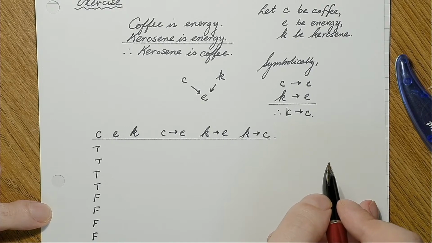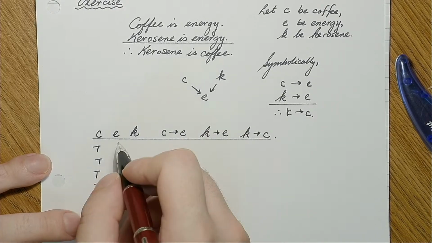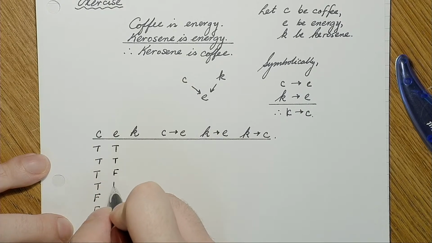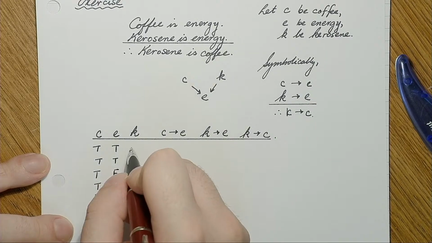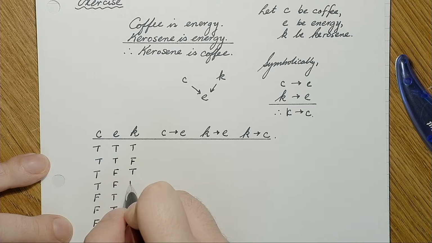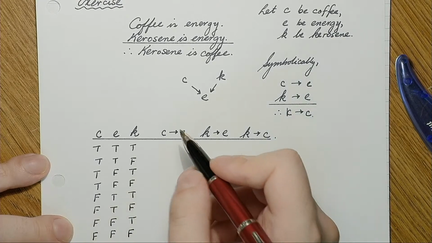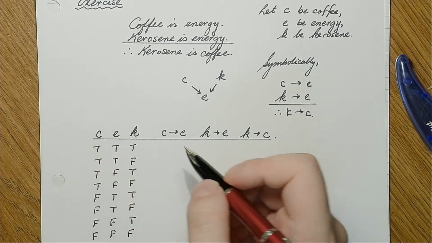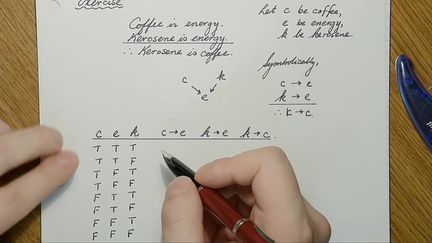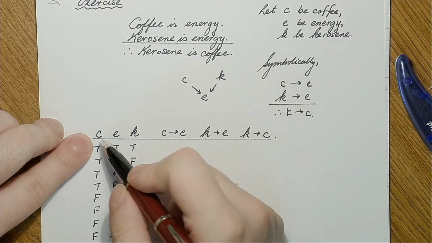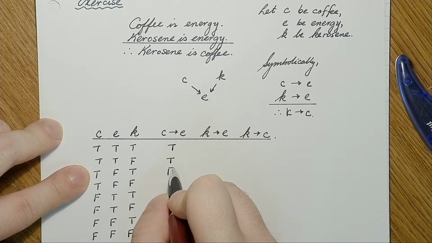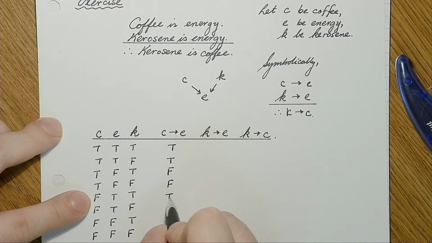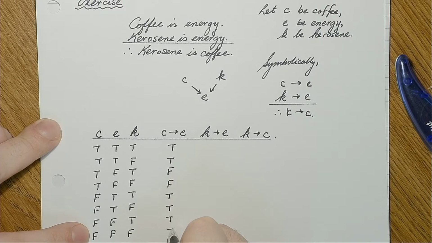Keep as much as I can on the page there. So we're just filling in the truth table for this. And now we need to do our correct column, so we'll be going from C to E, right, coffee implies energy. So this is true, true, false, false, true, true, true, true.